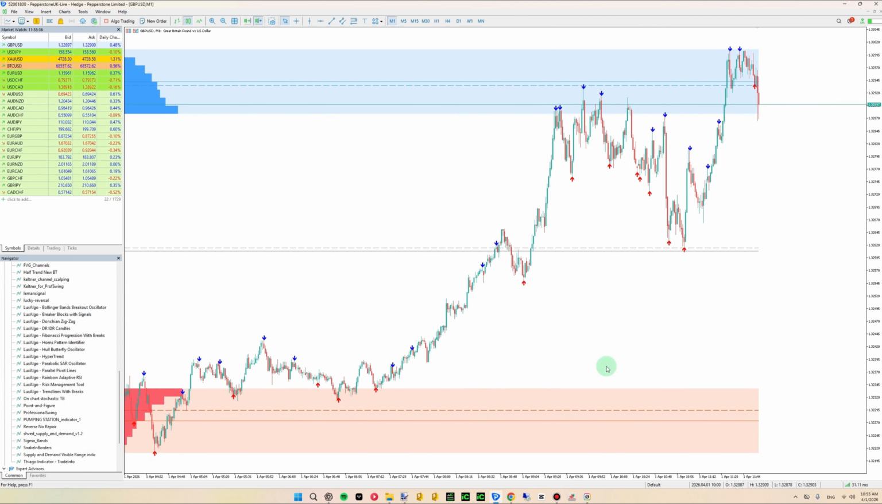For example, regarding this system, we enter the market with a sell order only when the price reaches these blue resistance levels, and we enter a buy when the price reaches the support levels.